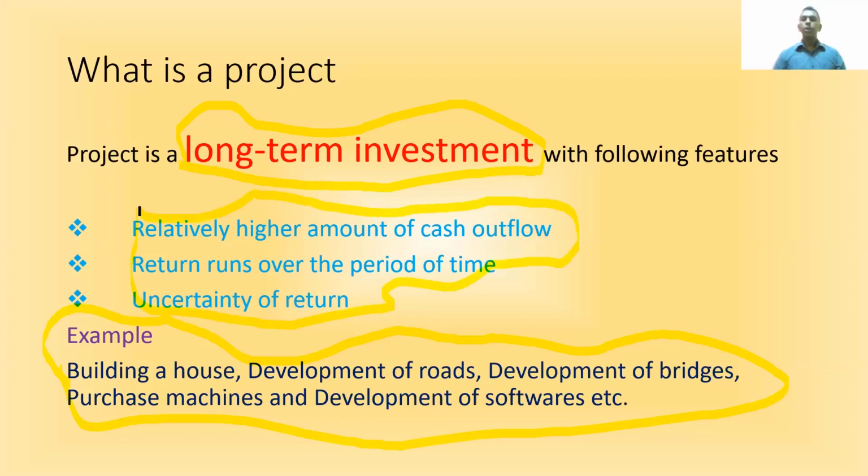First one, higher amount of cash outflow. Second one, returns generated over a period of time. Third one, uncertainty of the returns. We have doubts whether we will receive the returns over the period of its useful life. That's what we call uncertainty. We're going to discuss these features with some practical examples.